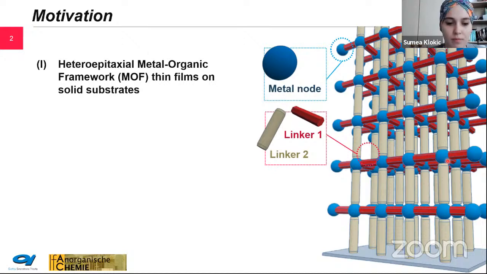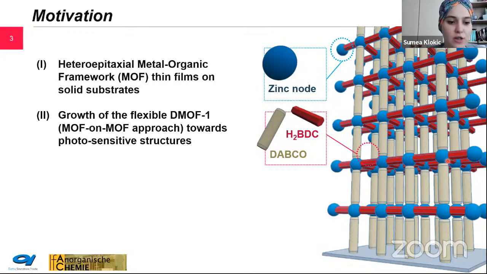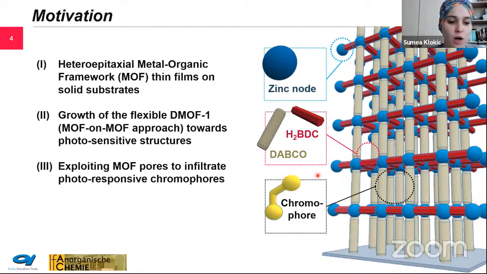In the first part of my talk, I intend to describe the structural design of these films. Our MOF of interest is the flexible DMOF-1, a structure that consists of zinc nodes connected by terephthalic acid, H2BDC, and DABCO molecules. Why? Because the pores of the DMOF-1 can be infiltrated by a chromophore, which therefore provides us the desired photoresponsive behavior.